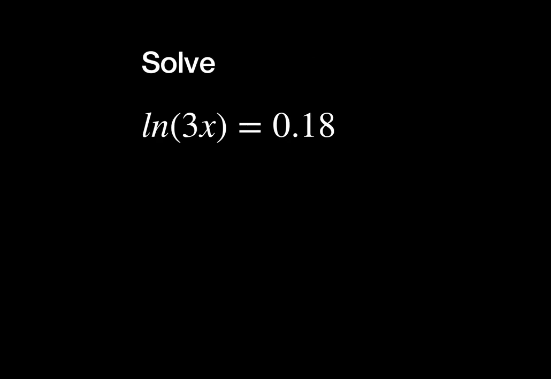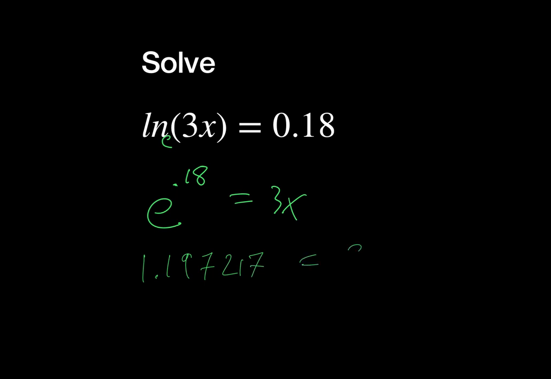So now we're going to solve. I'm going to convert to exponent form. My base is e, because this is log base e. So e to the 0.18 power equals 3x. Base to the exponent equals the value inside. This is calculator time. 0.18 e to the x for me. If you're doing it, this number should be 1.97217 and a bunch more equals 3x.